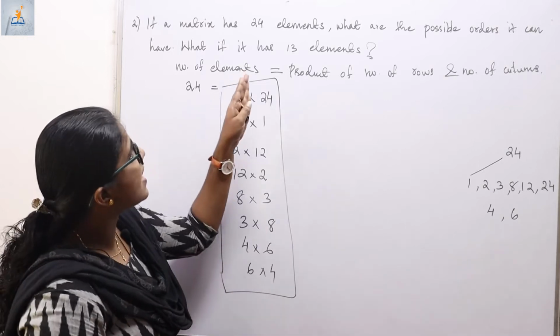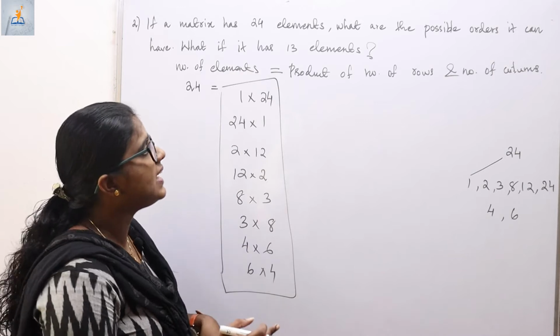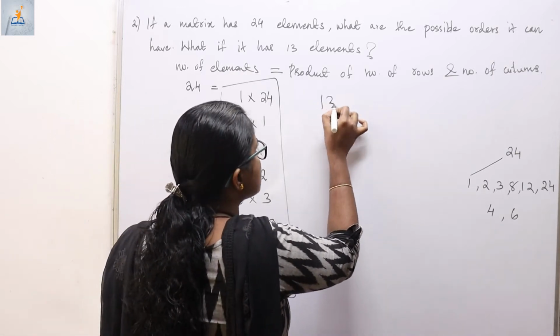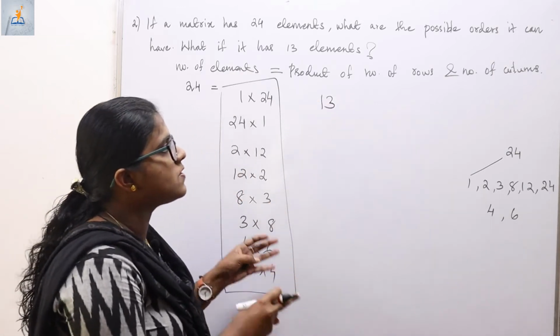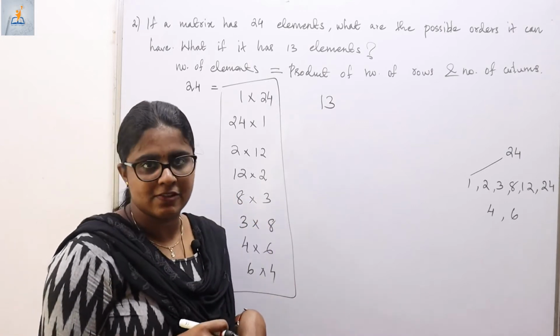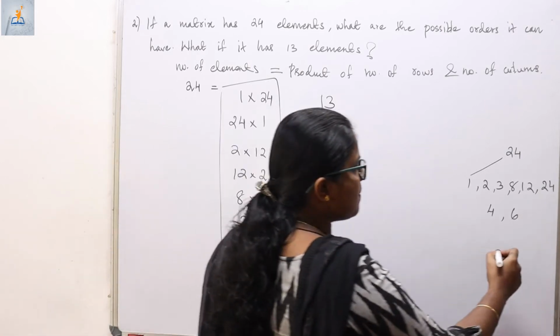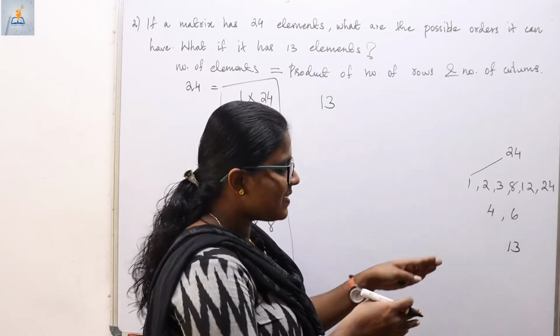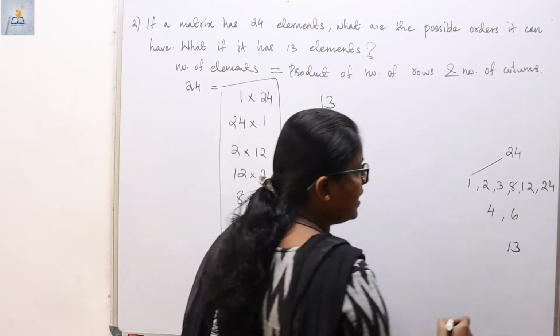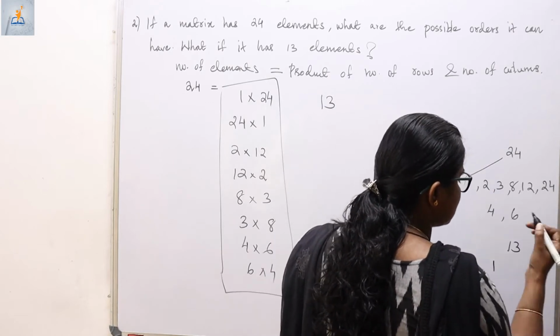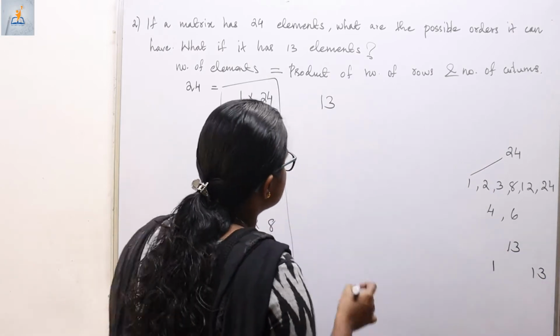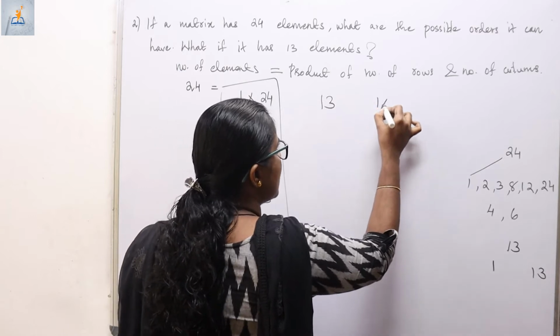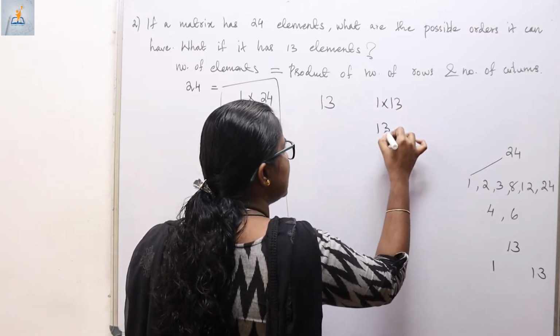Now it is asked that what if it has 13 elements? So if the number of elements was 13, what are the possible orders this particular matrix is going to have? Since the number of elements is 13, let's go for the factors of 13. Since 13 is a prime number, it is going to have only two factors, that is 1 and 13. So 13 can be written as 1 times 13 and 13 times 1.